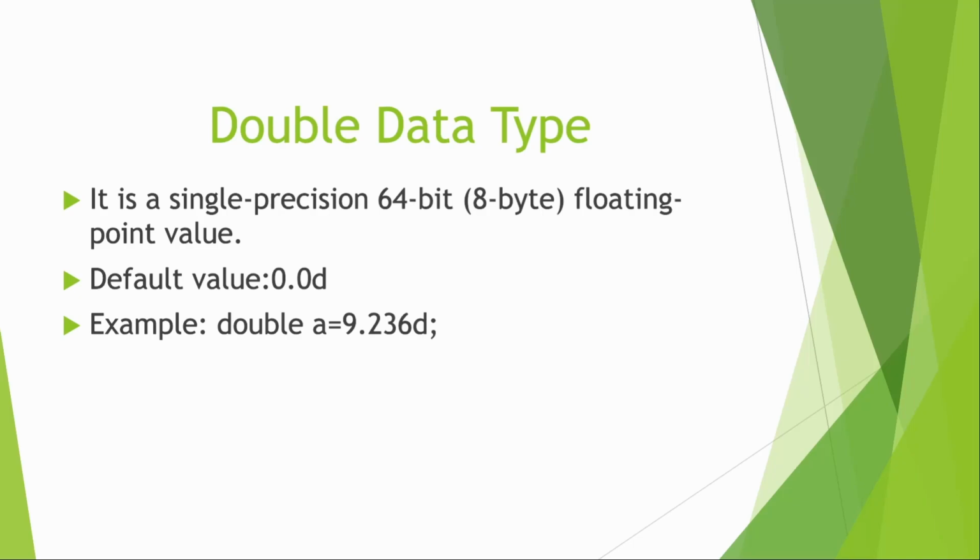Similarly, large space in arrays for integers. Now, the double data type is used when you want to save large memory in arrays for floating point decimal values. So that time you use a double, and it ends with a D, small d or uppercase D. The default value is 0.0D, and it's a 64-bit, 8-byte floating point value.